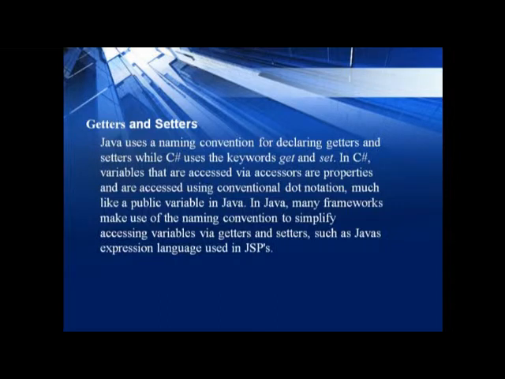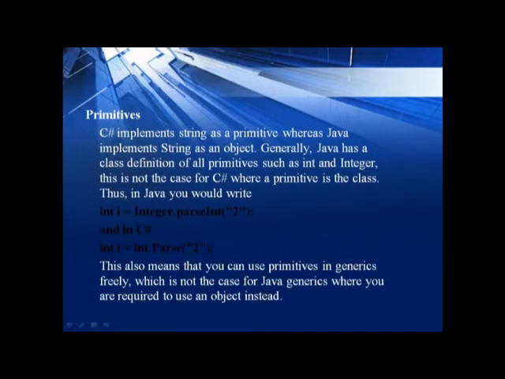Getters and setters. Java uses a naming convention for declaring getters and setters, while C# uses the keywords get and set. In C#, variables that are accessed via accessors are properties and are accessed using conventional dot notation, much like a public variable in Java. In Java, many frameworks make use of the naming convention to simplify accessing variables via getters and setters, such as Java's expression language used in JSPs.